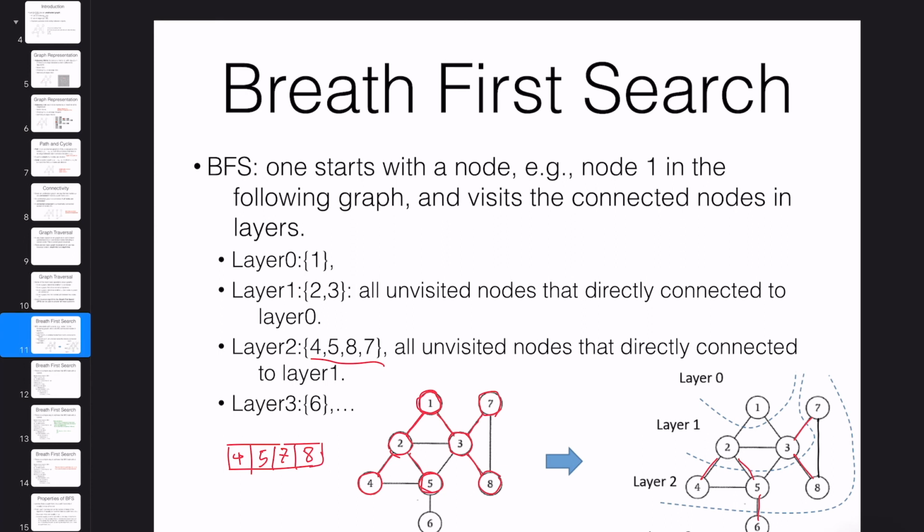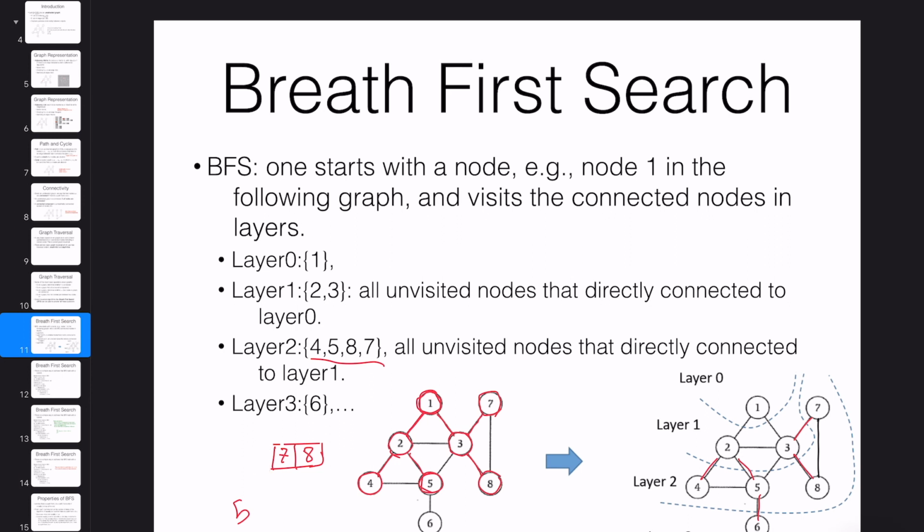The next node is going to be 4. 4 will be popped from the queue. 4 has 2 connections, 2 and 5. Both of them have been visited, so you don't push anything to the queue. So for 4, we don't have any new nodes being pushed to the queue. The next value that will be popped from the queue is going to be 5. We dequeue that, we remove it from the queue.